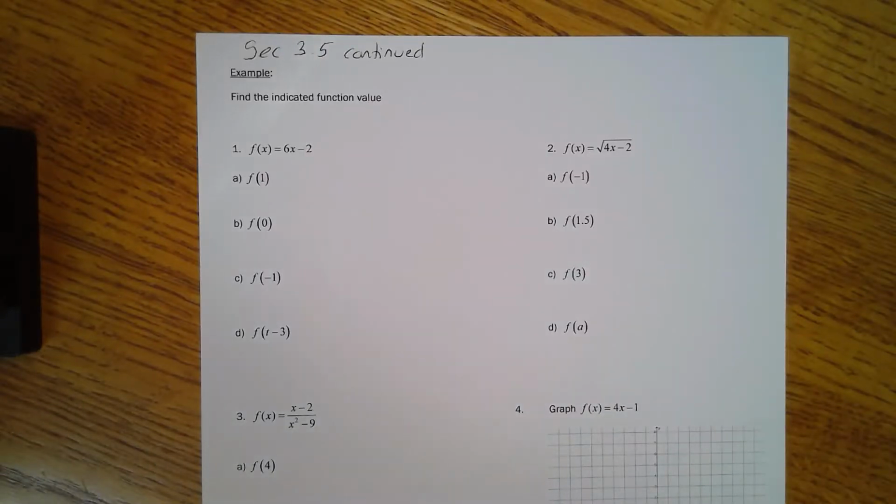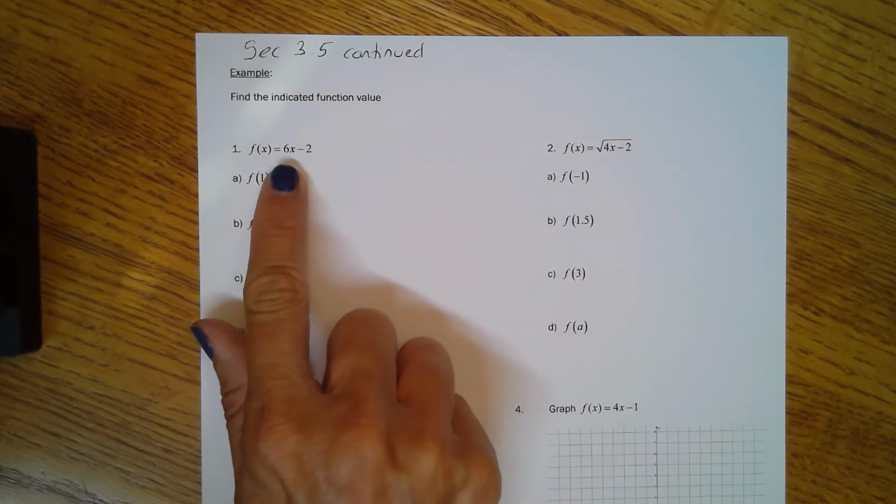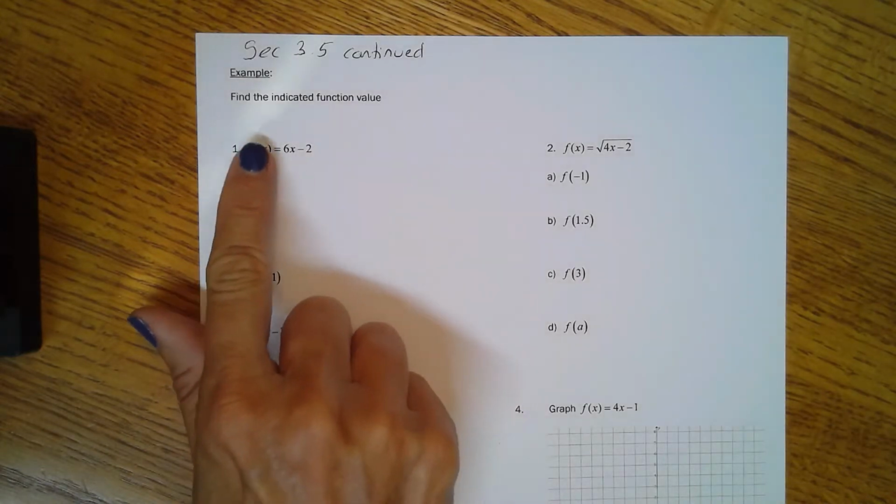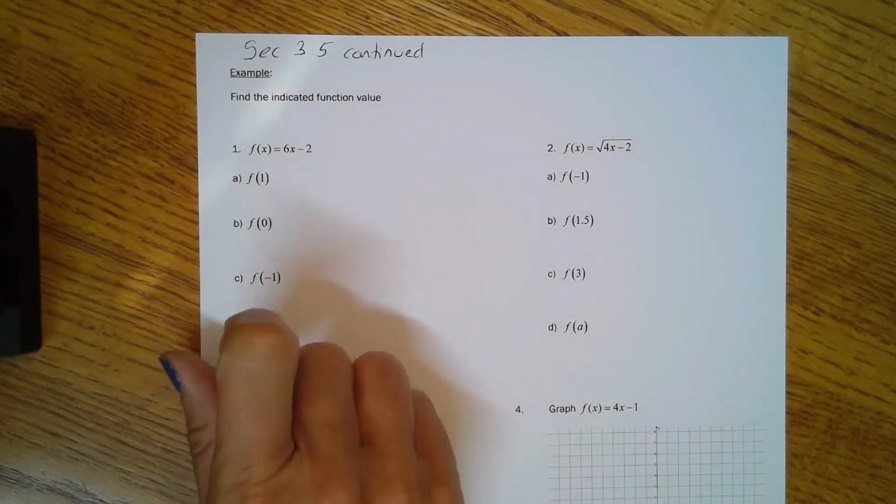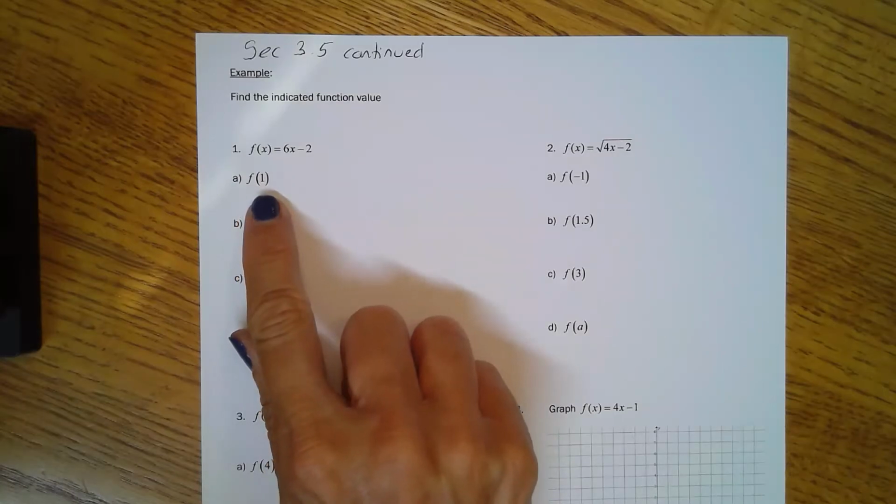Section 3.5 continued. This will be part B, so hopefully you're going to watch this video as well to continue on with section 3.5. So now we're going to find an indicated function value using function notation. f of x equals 6x minus 2. Again, just think of this as y. So y equals 6x minus 2, and we want to find f of 1.